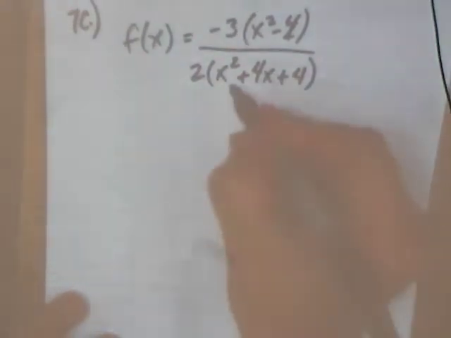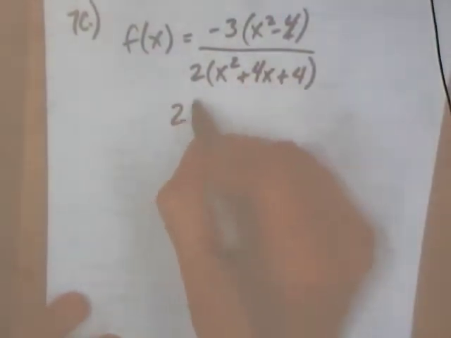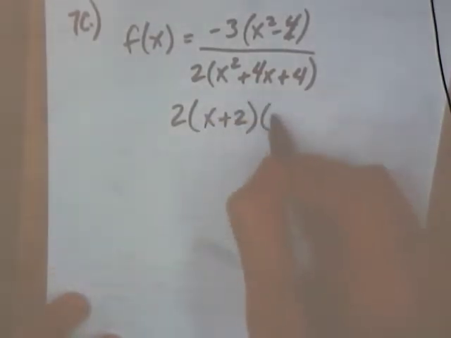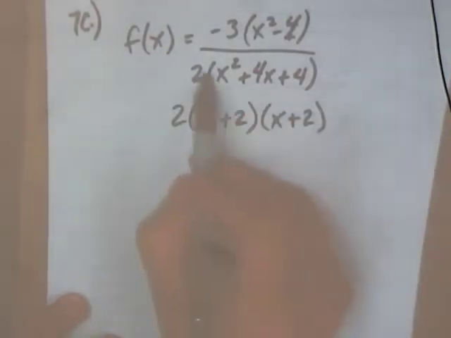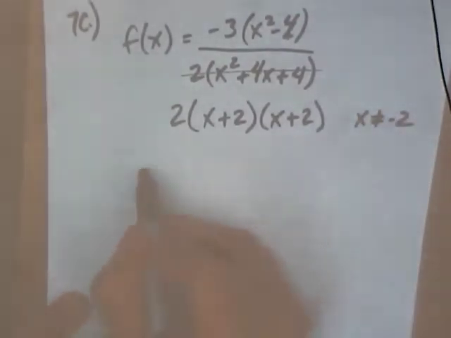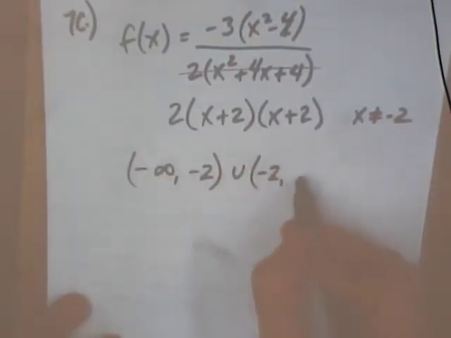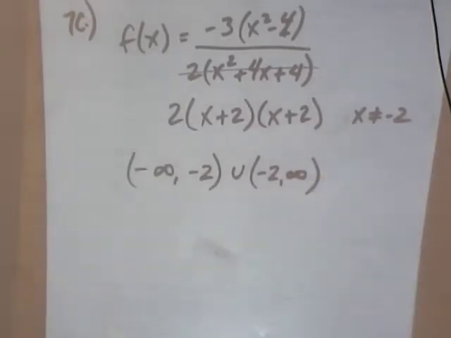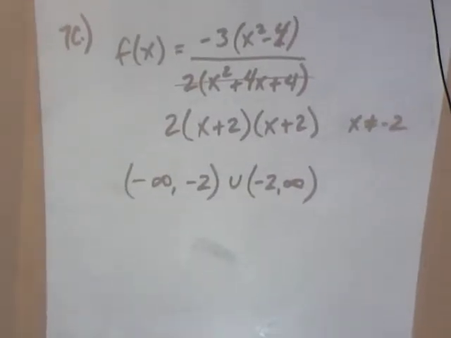All right, what does that denominator factor into? X plus 2 squared. Right? So x cannot equal negative 2. So our domain is negative infinity all the way up to negative 2, and then from negative 2 up to infinity. Questions on 7? Nope. All right, number 8.